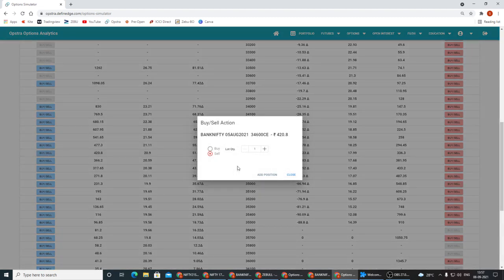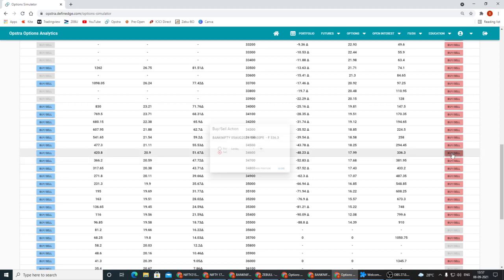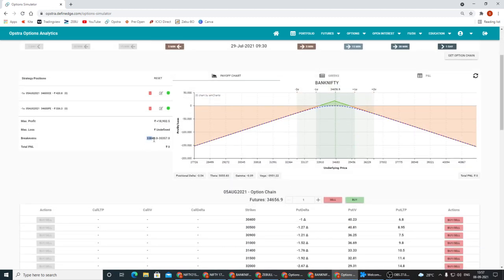So I am selling one lot call option and one lot put option. What is the breakeven? 33,843 and 35,357.